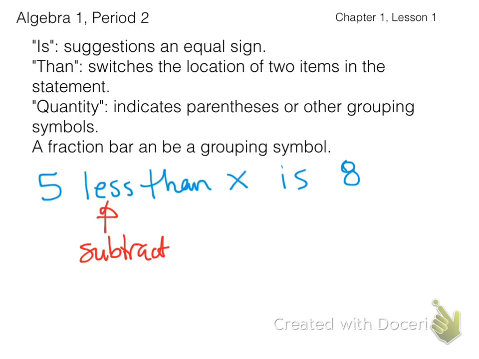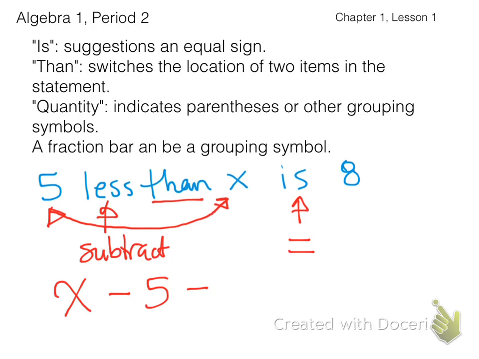And as we just covered a second ago, "is" means an equal sign, right? But the word "than" means to switch the location of what's going on either side of the word "than." So instead of x coming second when we actually write the equation, and we know it's an equation because it has an equal sign, the x is going to come first. So since we're subtracting, we're then going to do x minus 5 is, or equals, 8.